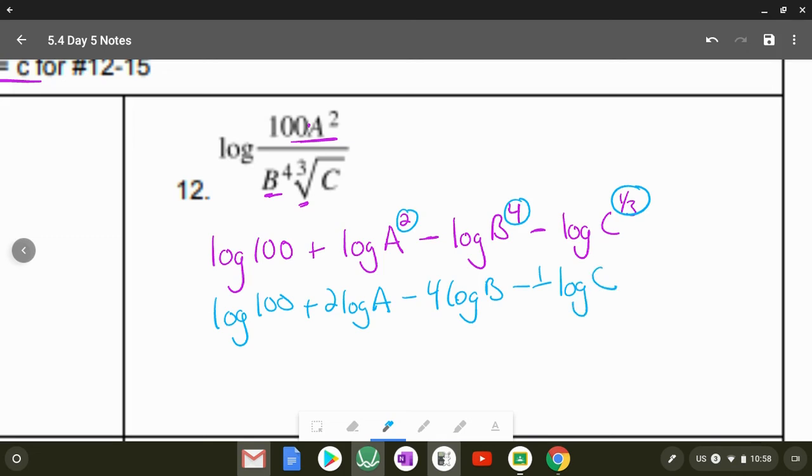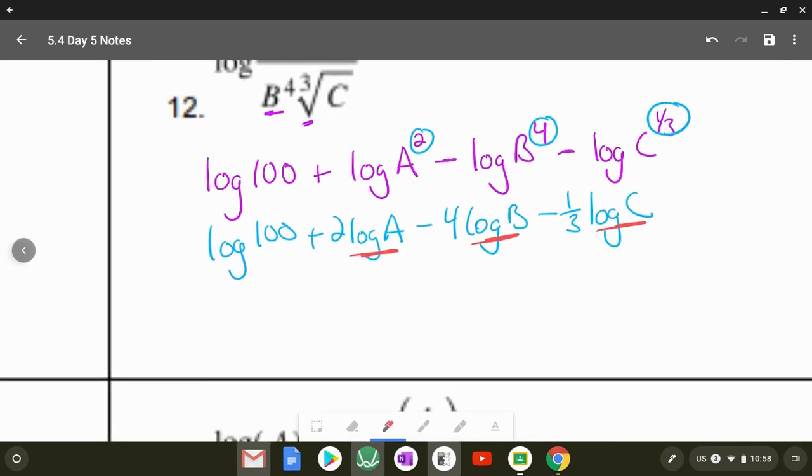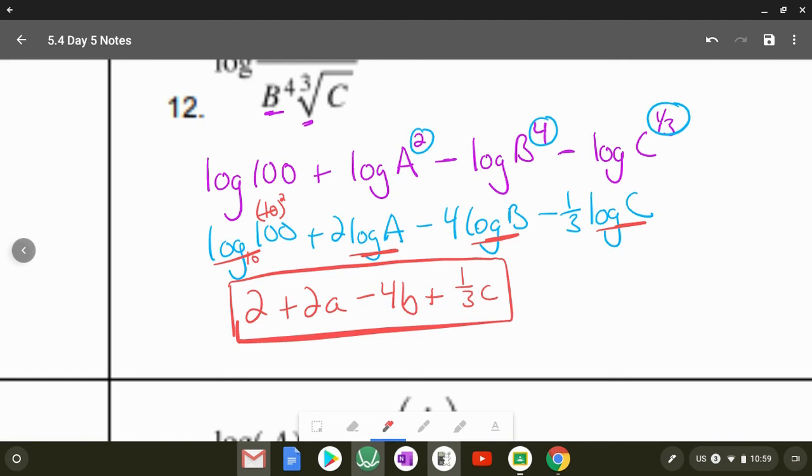But now that we've got everything in terms of log of A, log of B, and log of C, these can be replaced by lowercase a, b, and c. We do know that 100 is 10 squared. So if this is a base 10, we can say that these cancel and you're left with 2 plus 2a minus 4b minus 1/3 c. And since they're not like terms, nothing is a like term, you can go ahead and leave it as that.